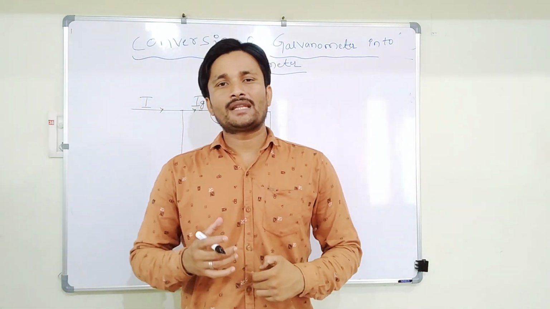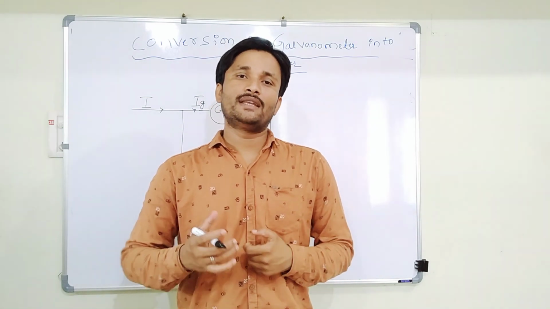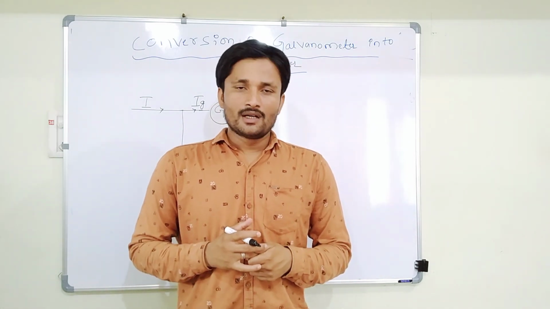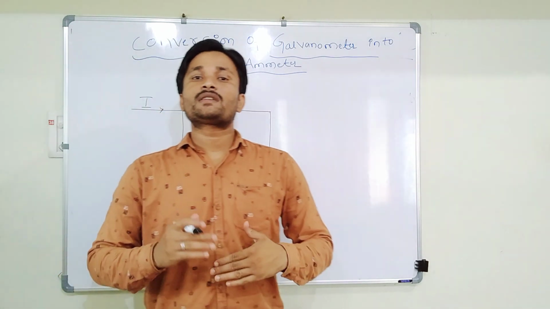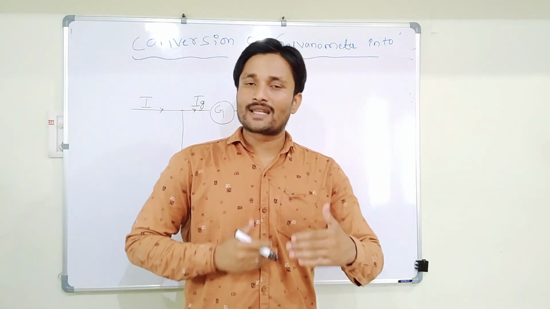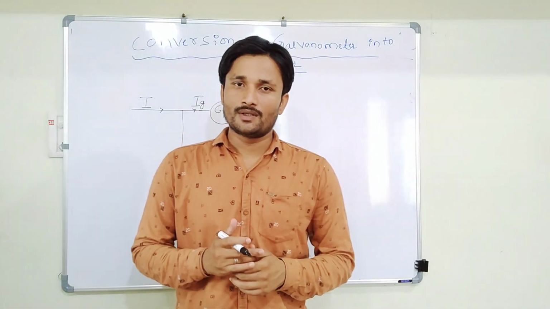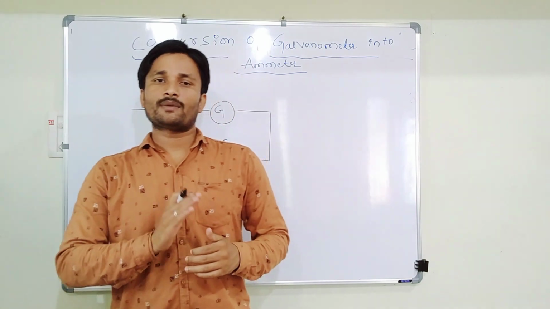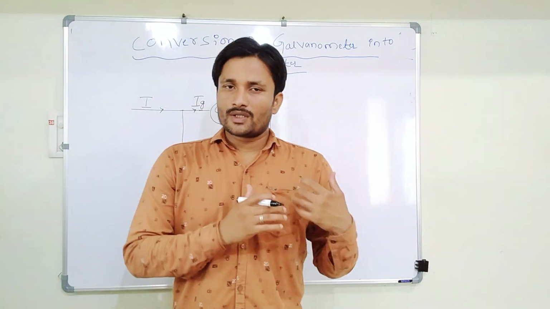An ammeter is also a type of device which measures electric current in the form of amperes. The difference between a galvanometer and an ammeter is that a galvanometer measures both magnitude as well as direction, but an ammeter measures only magnitude. Now, moving on to today's topic.